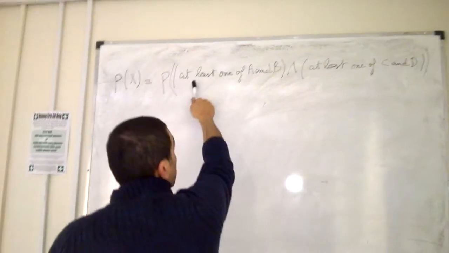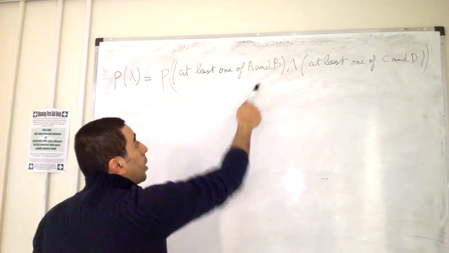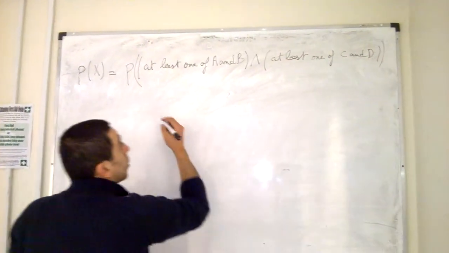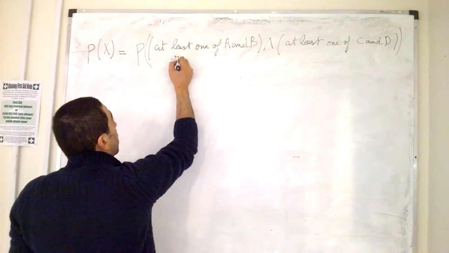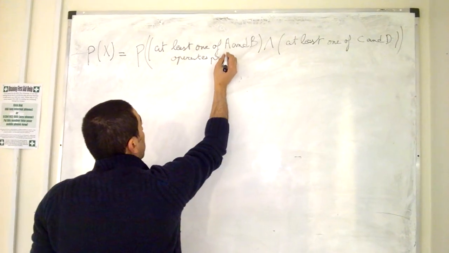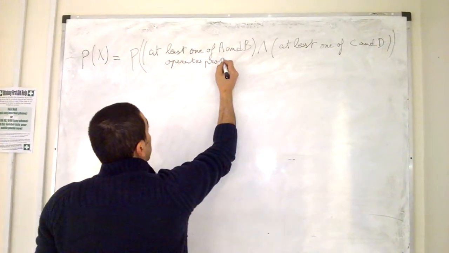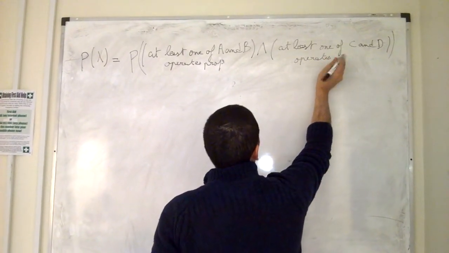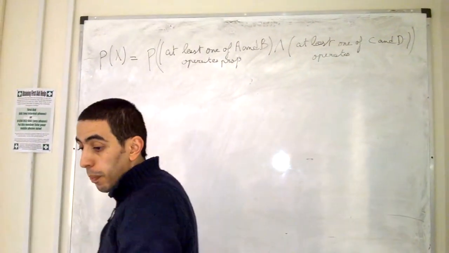So at least one of A and B operates properly, yeah? And at least one of C and D operates properly.